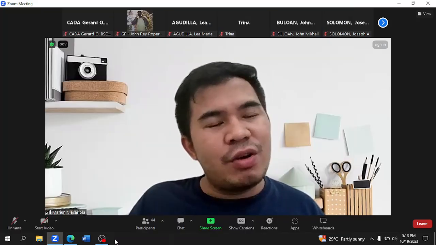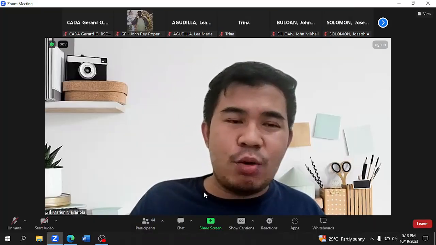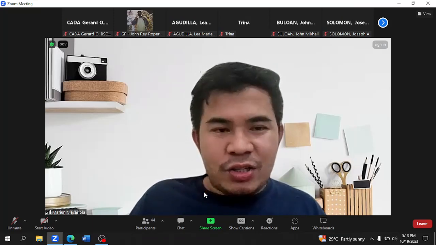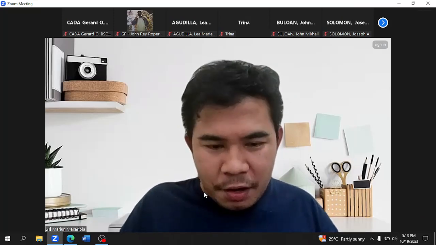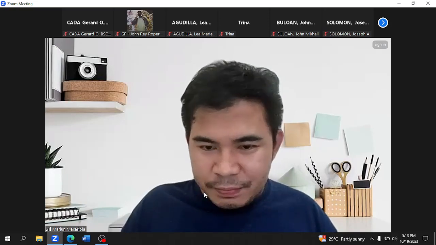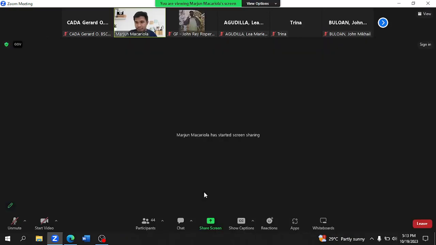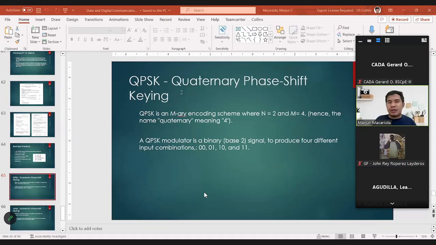Two combinations. One is again logic 0 and logic 1. Okay? So in QPSK, wala pala akong naka-share. Okay, so QPSK, that is quaternary phase shift keying, or in some books, you can read it as quadrature phase shift keying. Okay? So same lang sila.